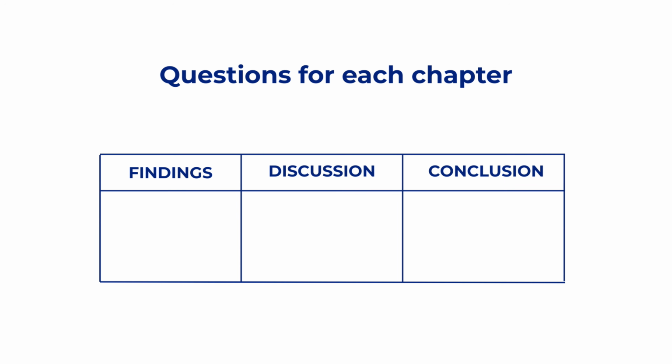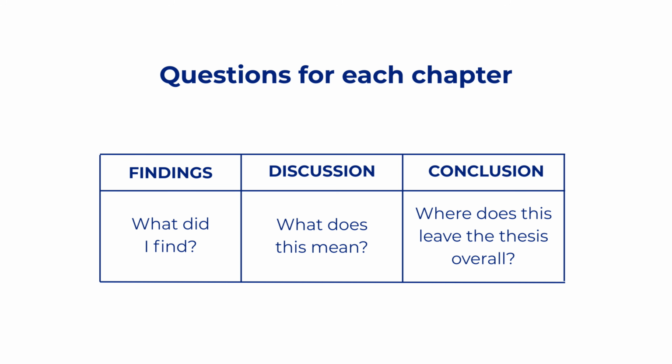The easiest way to think about the difference between your findings, the discussion, and the conclusion is that each of those different chapters is answering a separate question. The findings chapter answers the question, what did I find? The discussion chapter answers the question, what does this mean in relation to what we already know? And the conclusion answers the question, where does this leave the thesis overall?